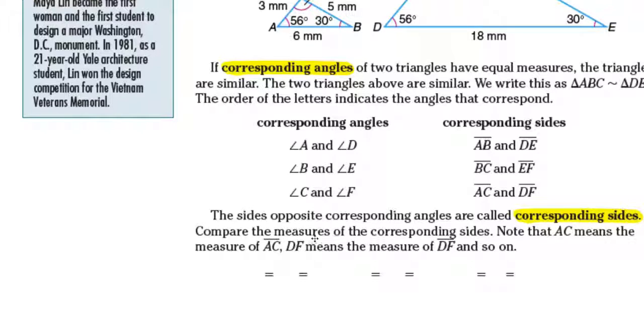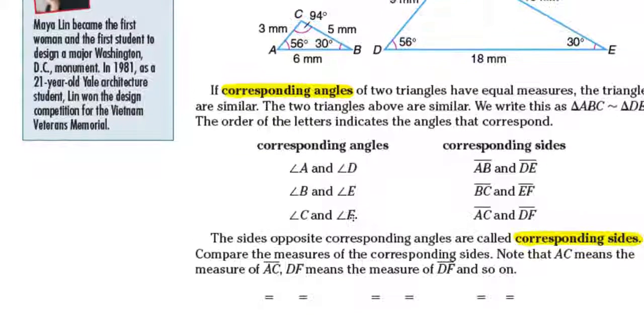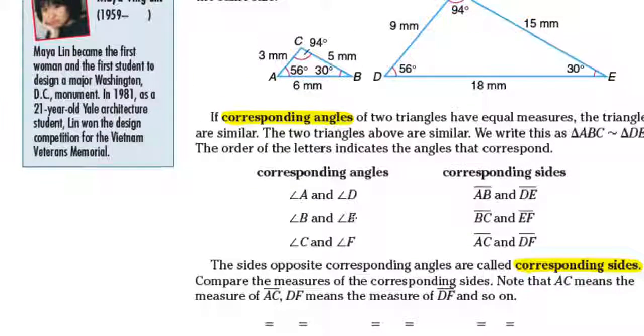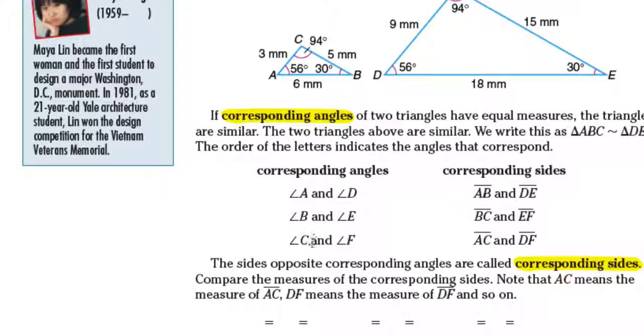The sides opposite corresponding angles are called corresponding sides. Compare the measures of the corresponding sides. Note that AC means the measure of side or segment AC, DF means the measure of segment DF or side DF, and so on. Let's take a look at this definition again, because these are little things that you will miss later on. The sides opposite corresponding angles are corresponding sides.